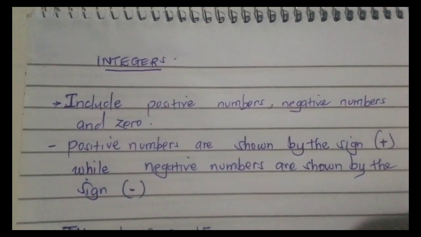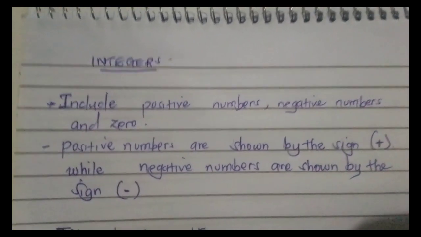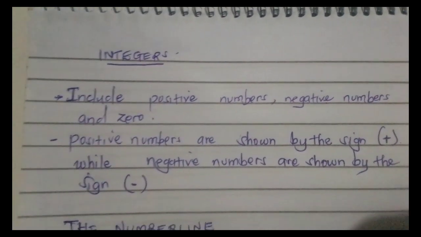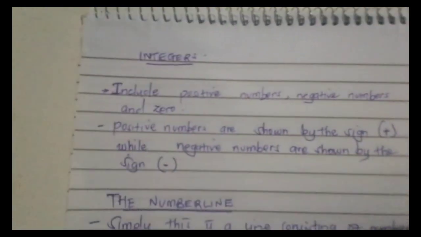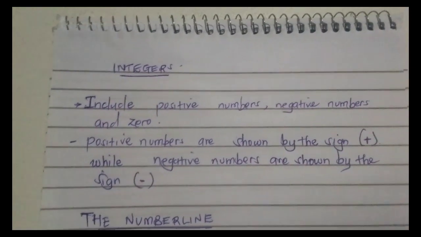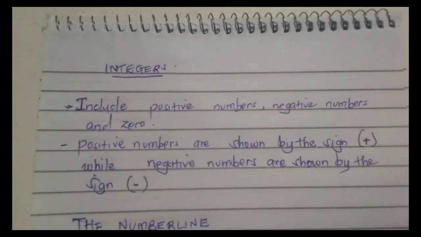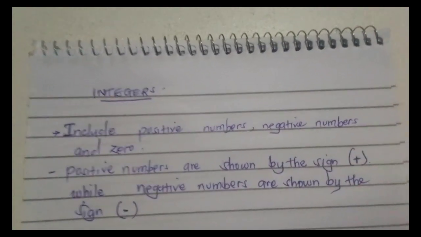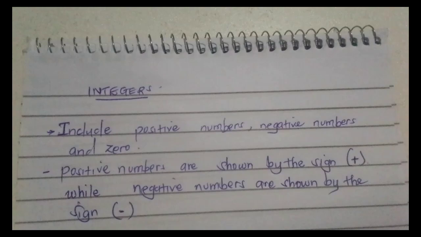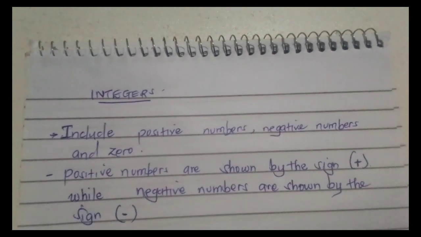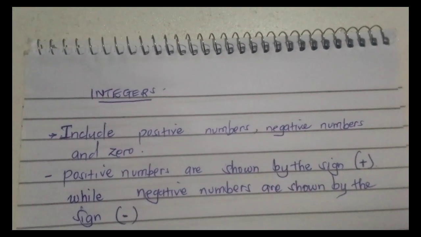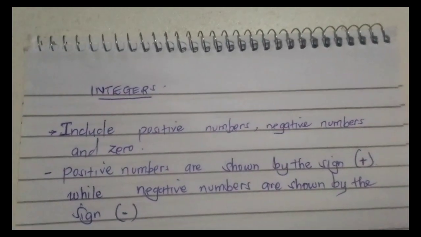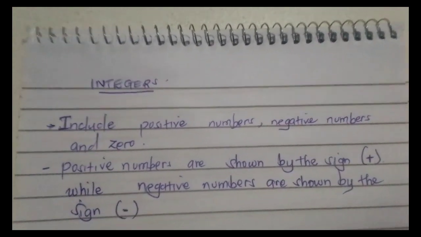And as you can see, integers always include positive numbers, negative numbers, and also the inclusion of zero. So there is no way you're going to take zero out of positive numbers and negative numbers. For us to say these numbers are integers, there must be positive numbers, negative numbers, and zero must be included as another digit.